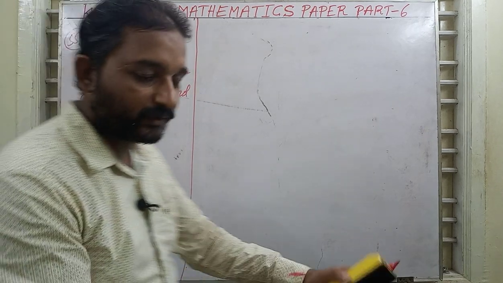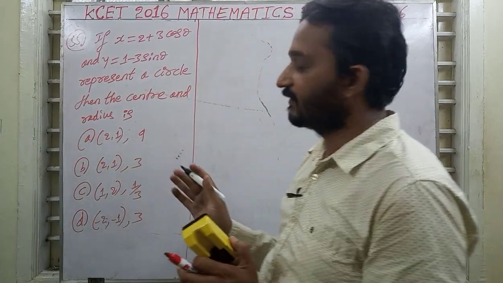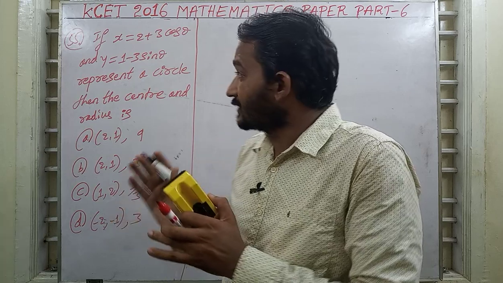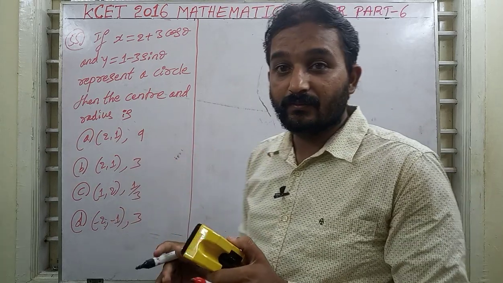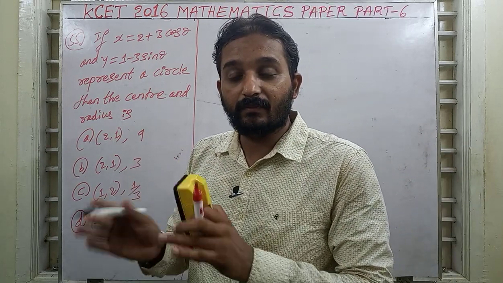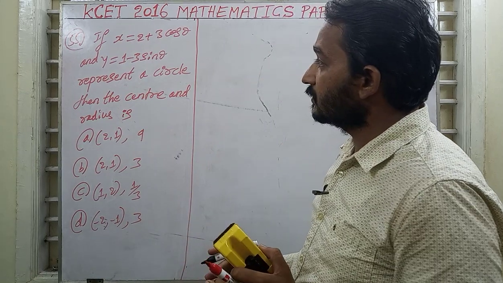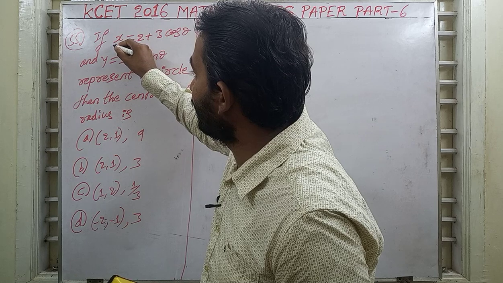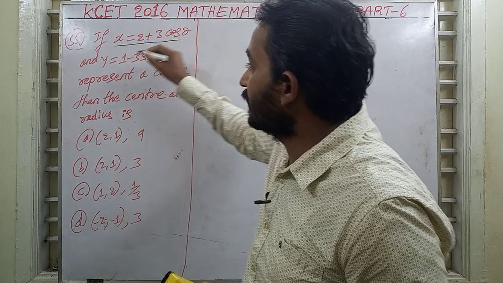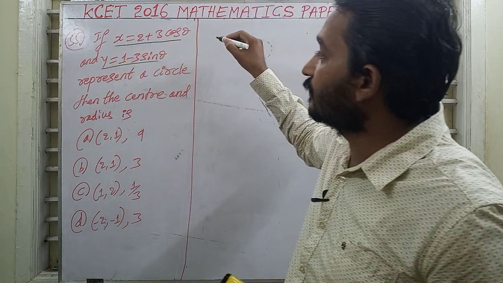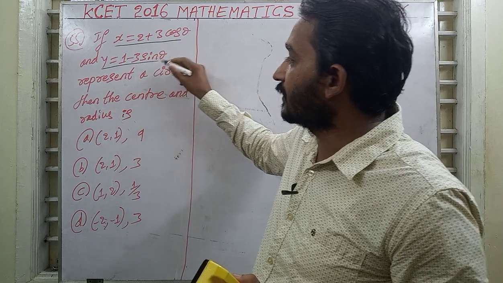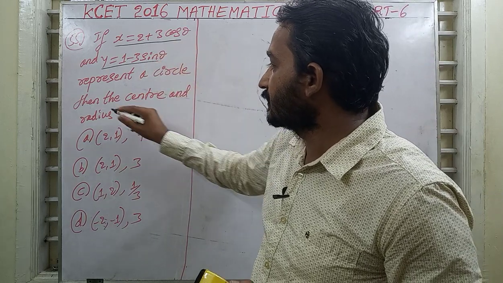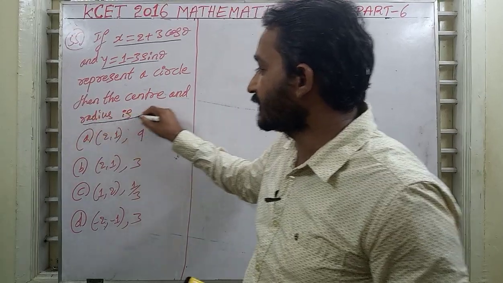So now let us move on to the next question, question number 55. This question is based on the chapter conic sections, in particular the circle. Here a circle is given in parametric form: x is equal to 2 plus 3 cos theta and y is equal to 1 minus 3 sin theta. We have to find the center and radius.